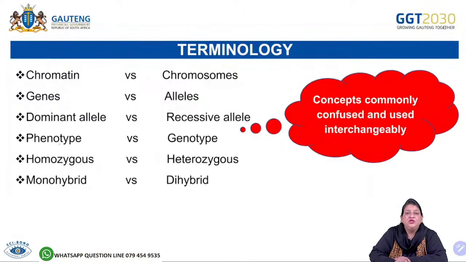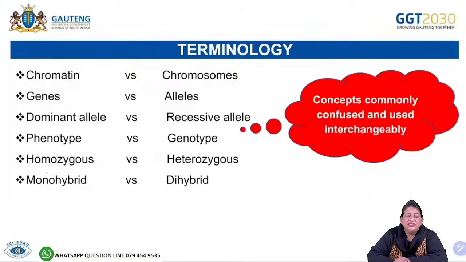Phenotype means what you see on the outside, the physical appearance. We use words to describe it. A tall man marries a short woman. A red apple is crossed with a yellow apple. That's phenotype. Genotype means we must use alphabets to represent it, like a big T or a small t.